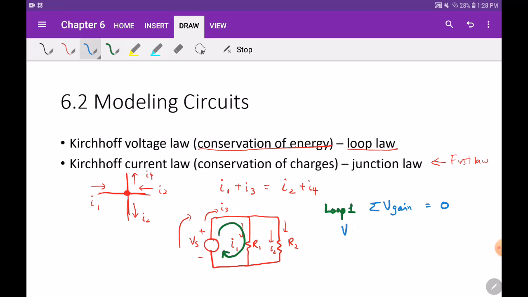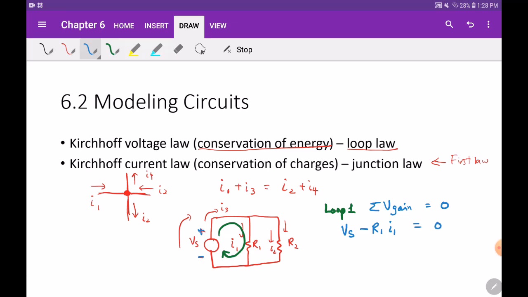So you have a Vs, that's a gain. Whenever you go through the negative to positive terminal of the voltage source, you gain. And whenever you go through the resistor in the direction of the current, you lose. So you have R1 times I1. That's how much you lose. That must be equal to 0.